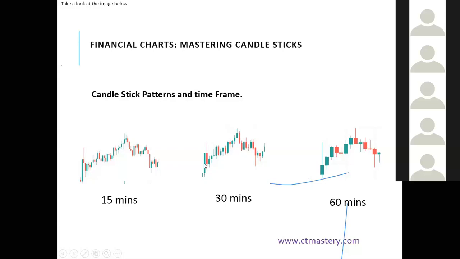The same way, this first candle in the 30 minutes side is a summation of the first and the second candle in the 15 minutes chart. And so this 60 minutes candle is a sum of the first 4 candles in the 15 minutes chart. So we say candlesticks can be fractal. In other words, you can expand them or break them down into smaller time frames.